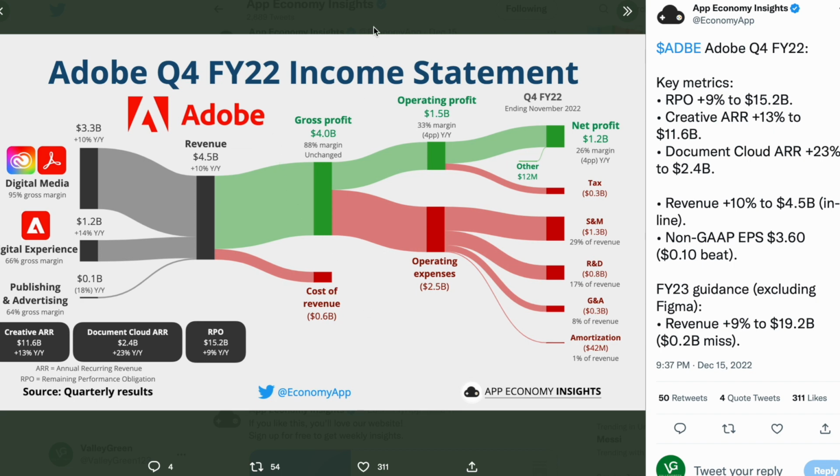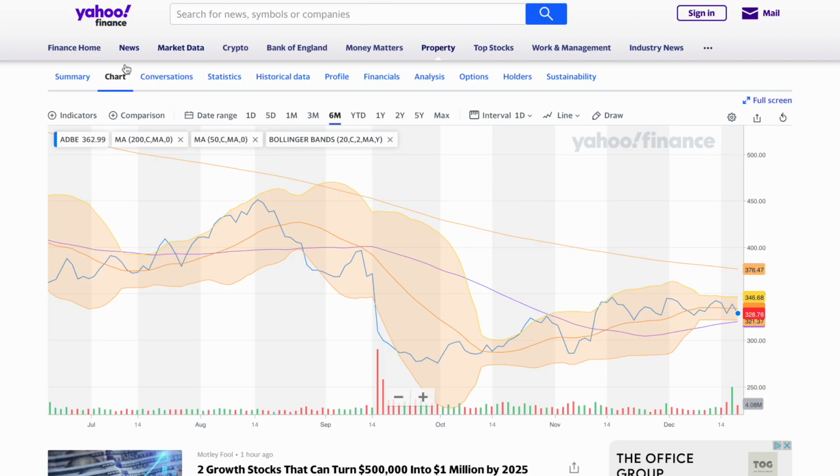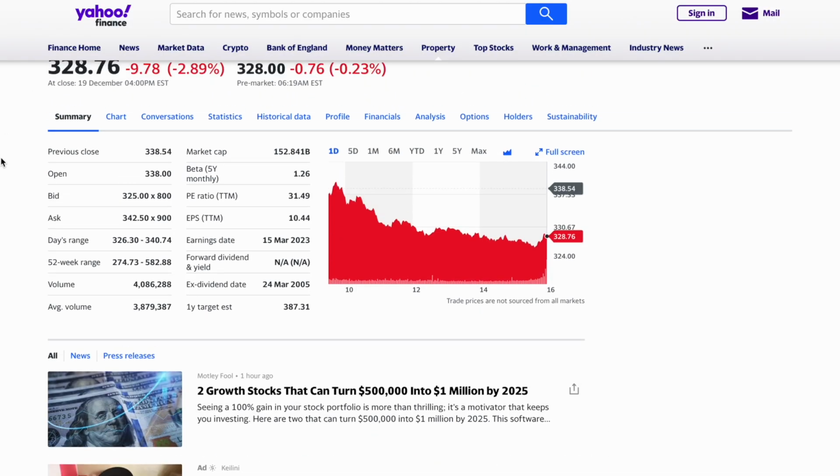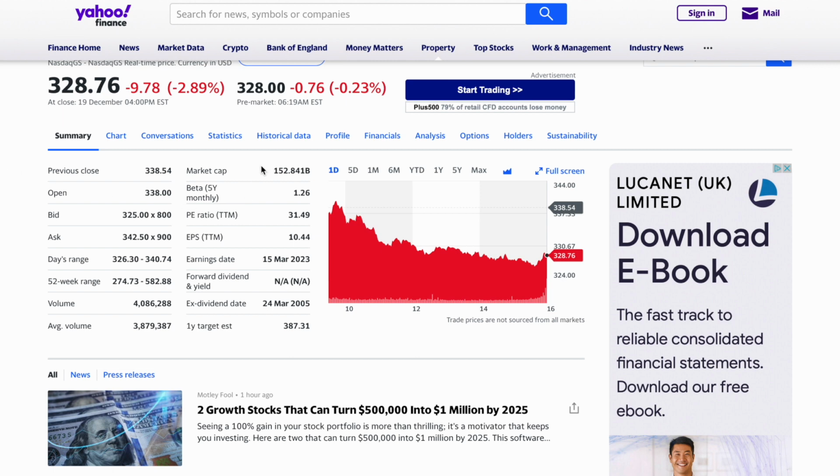I quickly want to look at the recent chart of Adobe. So to do that, I'm going to look at Yahoo Finance. Key metrics to look at before we jump into the chart: Adobe is currently a $152 billion market cap with a price earnings ratio of almost 31.5, and a one-year target estimate of 387 according to Yahoo Finance.